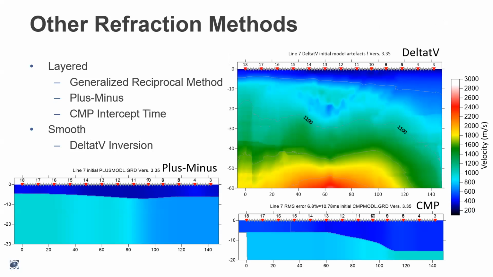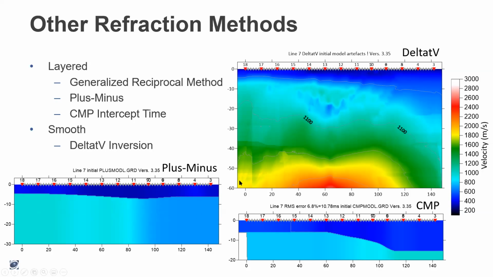So computer-based or other refraction processing methods, these are methods that, while they're not necessarily tomographic, use computer inversion or some type of computer algorithm to produce a result. And these can be loosely categorized into layered methods and smooth methods. The layered methods, like the plus minus and CMP methods, rely on a user input for how many refractors there are, and they're able to produce relatively discrete layered models. So you can see this here. We've got a pretty homogeneous top layer and then a slightly varying bottom layer.